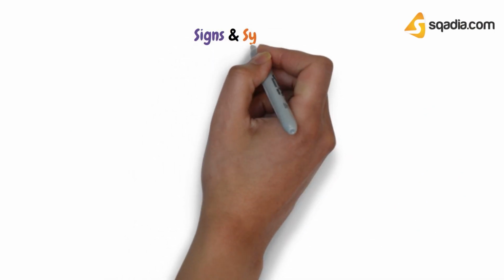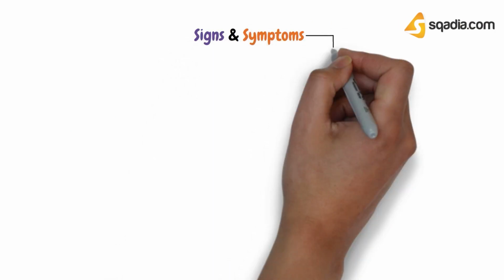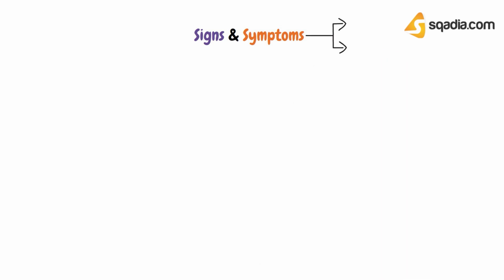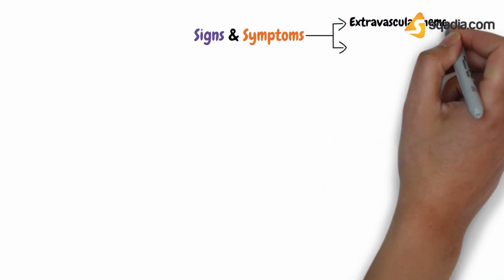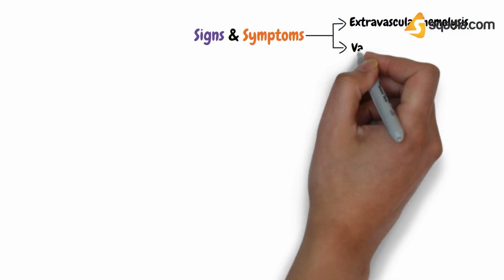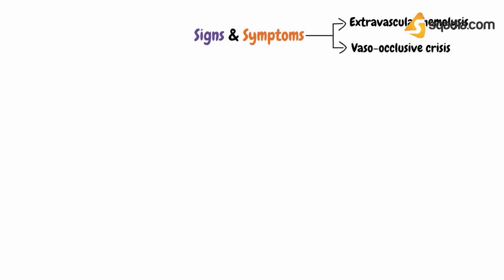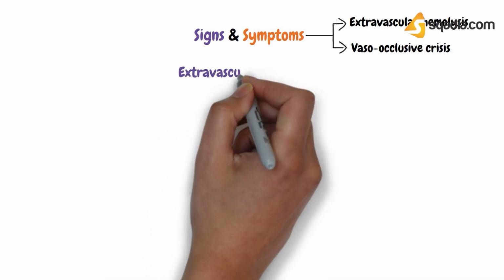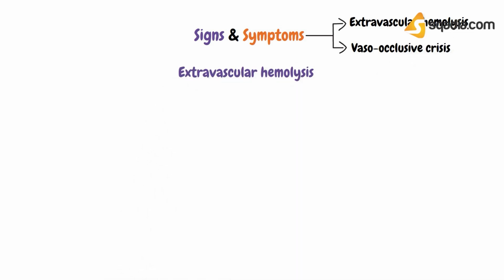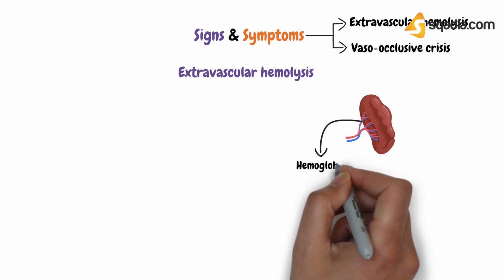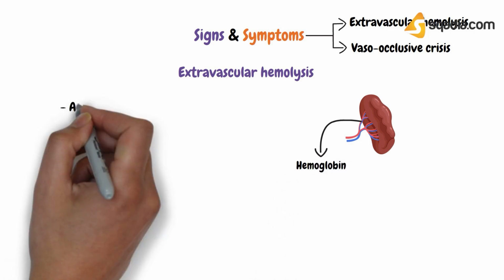So now, on to the signs and symptoms. We'll divide the signs and symptoms into those caused by extravascular hemolysis and those caused by vaso-occlusive crisis. So first, extravascular hemolysis. So extravascular hemolysis is when the red blood cells are broken down by the spleen. And this breakdown leads to formation of hemoglobin. So you'll have signs and symptoms of anemia.